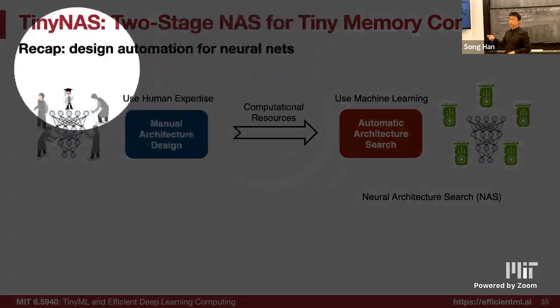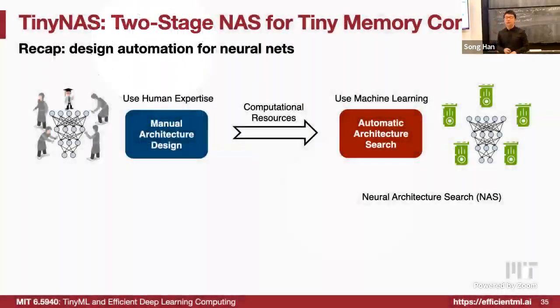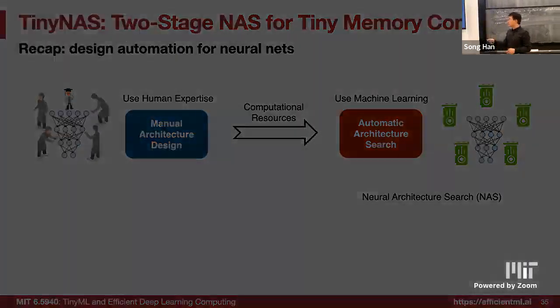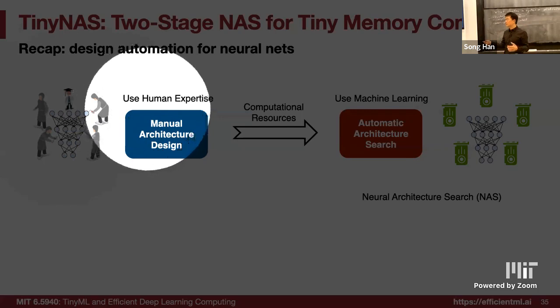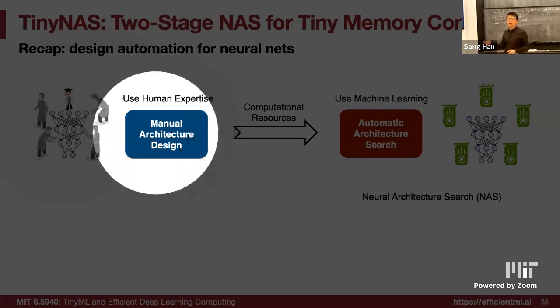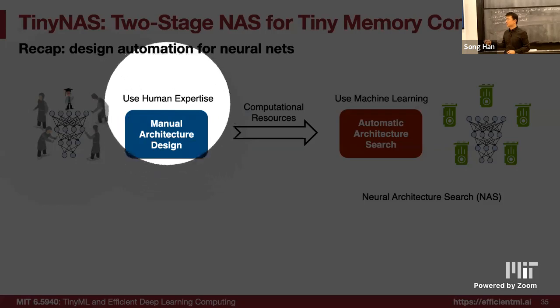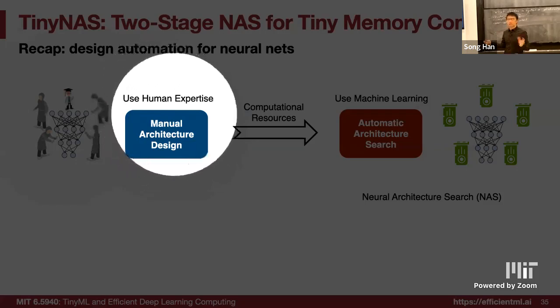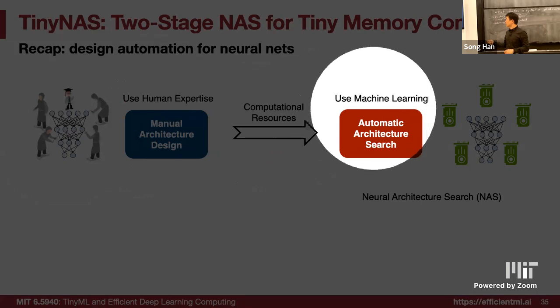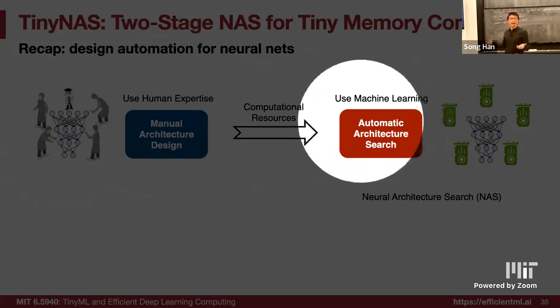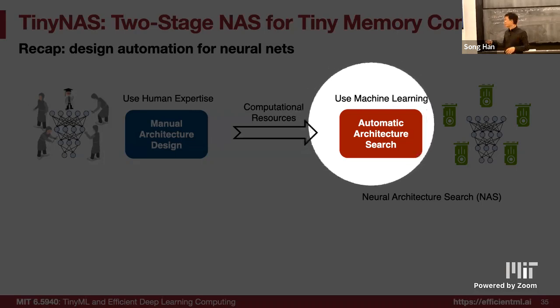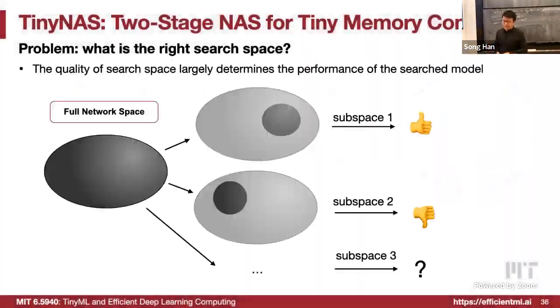This is a short recap of neural architecture search. What is design automation for neural nets, and what is the motivation? Remember, we covered in the previous lecture, rather than using a lot of engineers to hand design the model given different hardware constraints, which is manual architecture design, using a lot of human expertise and pretty expensive, we want to use machine learning to automatically search for a good architecture that fits our demand. That is neural architecture search.